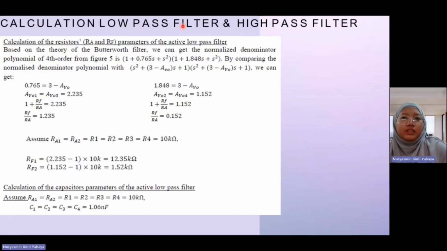Calculation of the low-pass filter and high-pass filter. Based on the theory of the Butterworth filter, we can calculate the resistors RA and RF for the active low-pass filter. Assume RA1, RA2, R1, R2, R3, R4 equal to 10 kilo ohm, RF1 is 12.35 kilo ohm, and RF2 is 1.52 kilo ohm. The calculated capacitor of the active low-pass filter is 1.06 nanofarad.